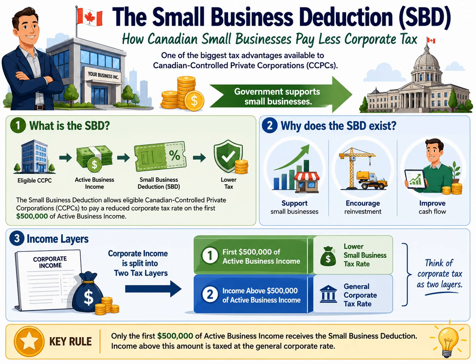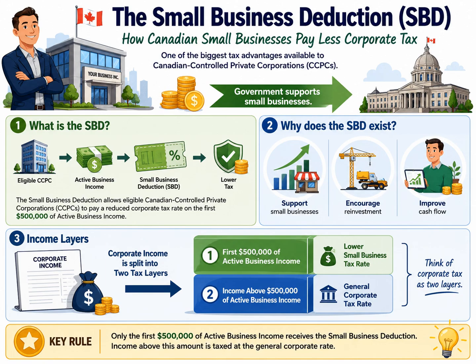A helpful way to visualize this is to think of corporate income as being divided into two layers. The first layer consists of the first $500,000, which receives the lower small business tax rate. The second layer consists of any income above that threshold, which is taxed at the higher general corporate rate. This two-layer approach is the foundation of how the small business deduction works in Canada.